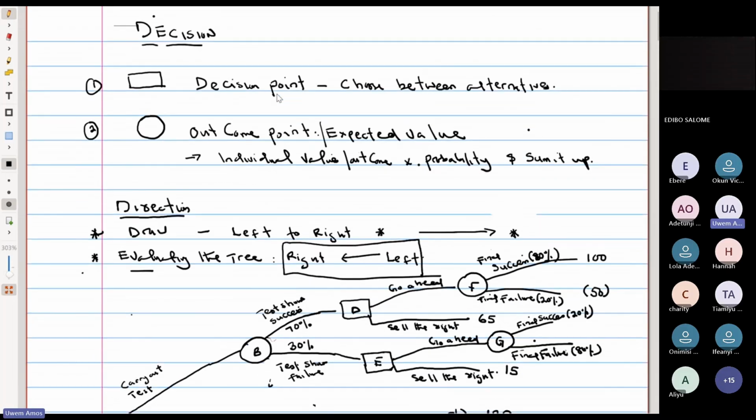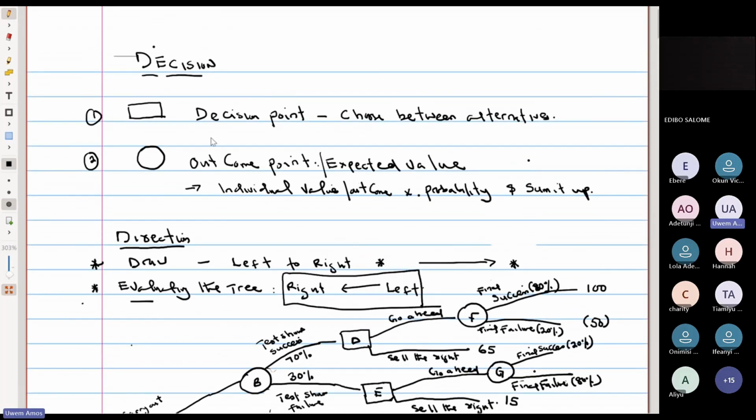And don't forget how we evaluate the tree. Whenever you have a decision point, you have to make a decision. You have to choose. Whenever you have an outcome point, you need to calculate the expected value. And what is the expected value? The individual values multiplied by the probability, and then we sum it up. So let's begin with that.